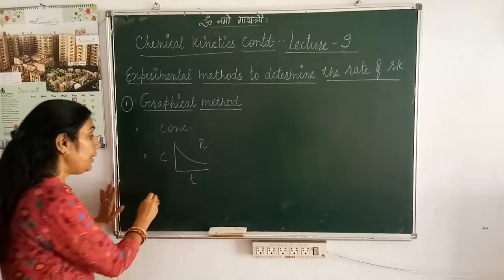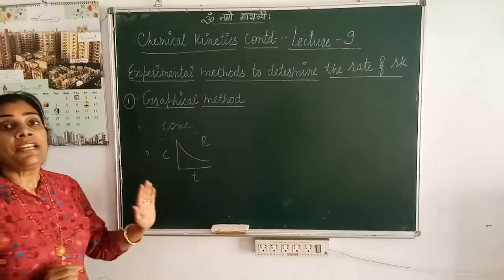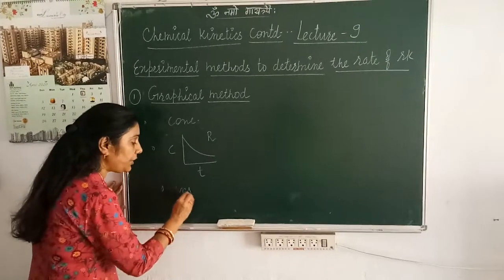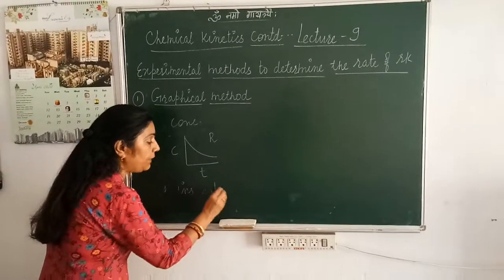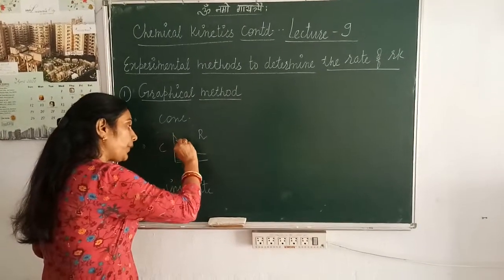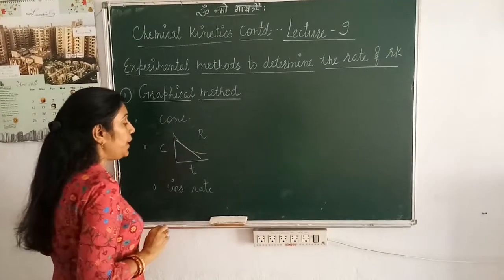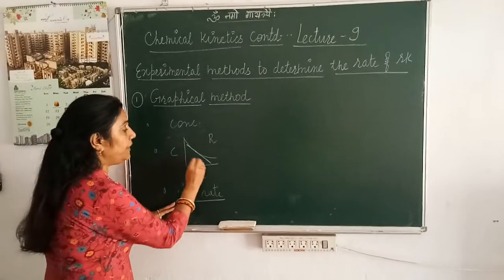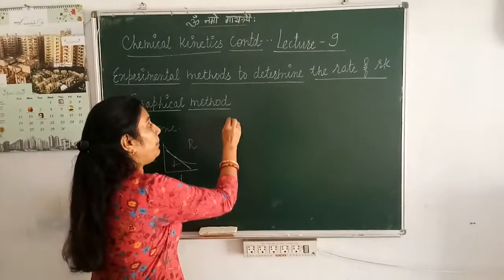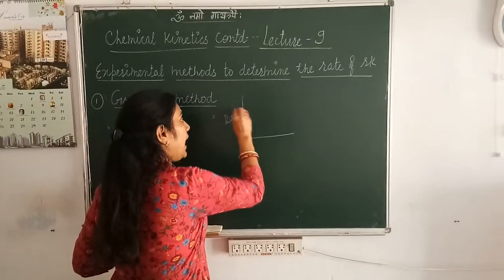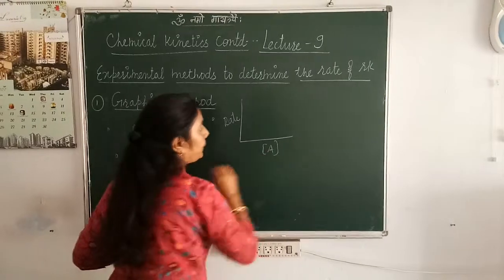The next step is to find the instantaneous rate of the reaction. So how do we find the instantaneous rate? By finding the slope of the tangents. On the basis of the slope of the tangents, we find the instantaneous rate. Next, we plot a graph between rate and concentration.